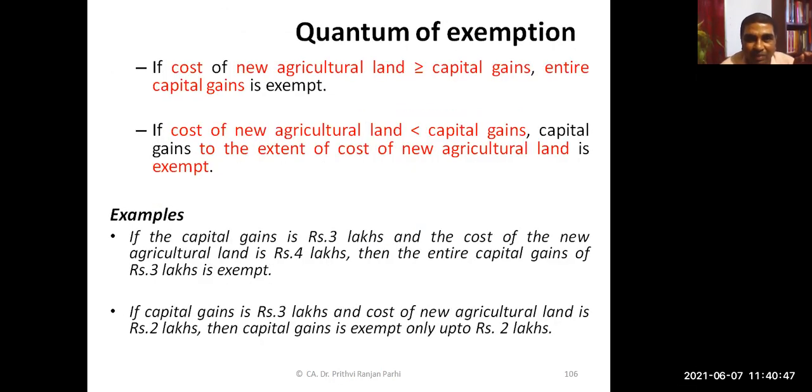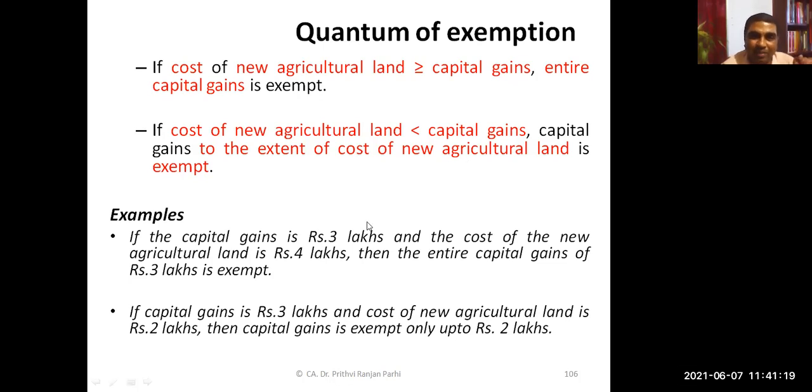Now, friends, you see, how much is exempt? It is very similar to our earlier provision 54, but 54 was for residential house. This is for urban agricultural land. If the cost of new agricultural land is more than or equal to capital gain, that means if the entire capital gain is invested, then the entire capital gain is exempt. But if the cost of new agricultural land is less than the capital gain, then to the extent the cost of new agricultural land is exempt.